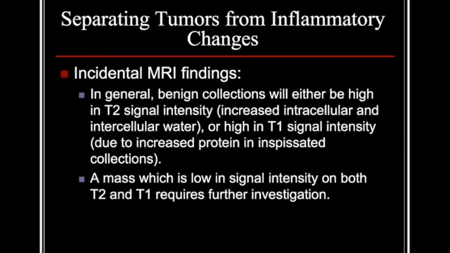In general, benign collections will either be high in T2 signal intensity due to increased water, or they're going to be high in T1 signal intensity due to increased protein within inspissated, desiccated secretions. So one of the things I train my fellows and my residents is to consider a mass which is low in both T2 signal intensity and low in T1 signal intensity as being a little bit suspicious and needs further evaluation, further workup, or at least further thought.